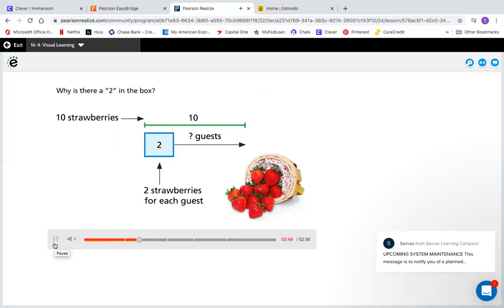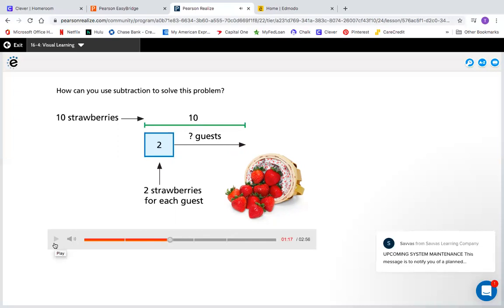Why is there a 2 in the box? It shows that each guest will get 2 strawberries. What does the arrow stand for? The arrow stands for the number of guests who will get 2 strawberries. How can you use subtraction to solve this problem?